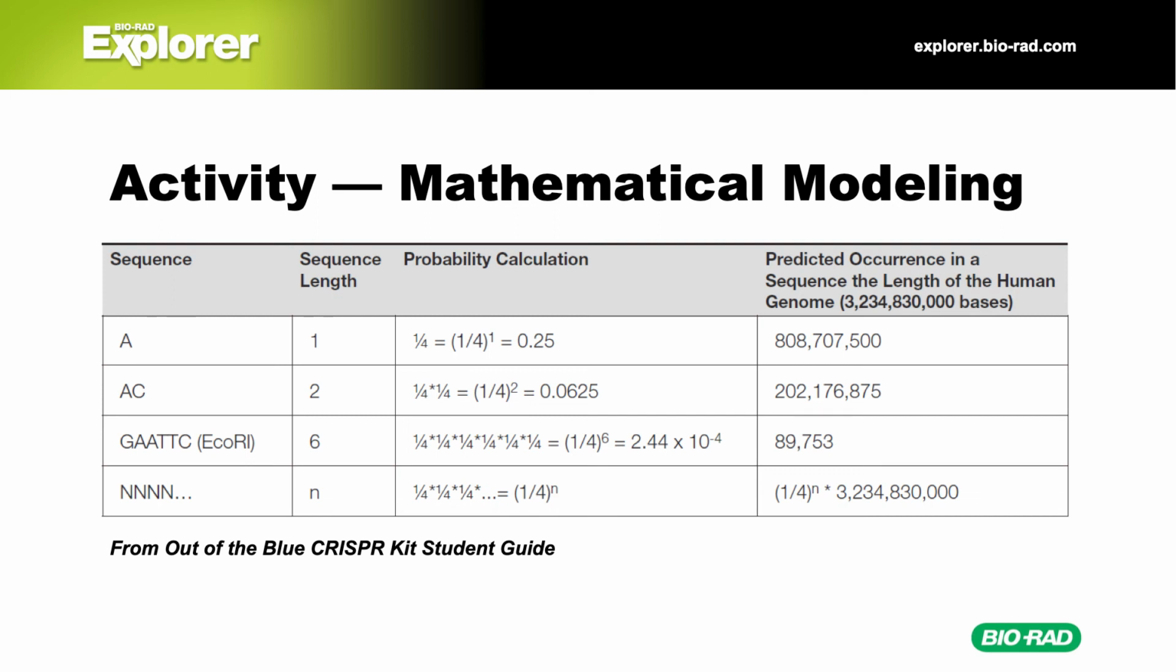If we then multiply the human genome by this probability calculation, we are given how frequently, at random, this sequence should occur, which is 808,707,500 times. If I was then interested in the sequence AC, I would multiply that 1/4 probability by another 1/4 probability. I can thus see that raising 1/4 to the power of the number of bases in my sequence and multiplying that by the size of the human genome tells me how many times I can expect to see this sequence in a perfectly random genome.